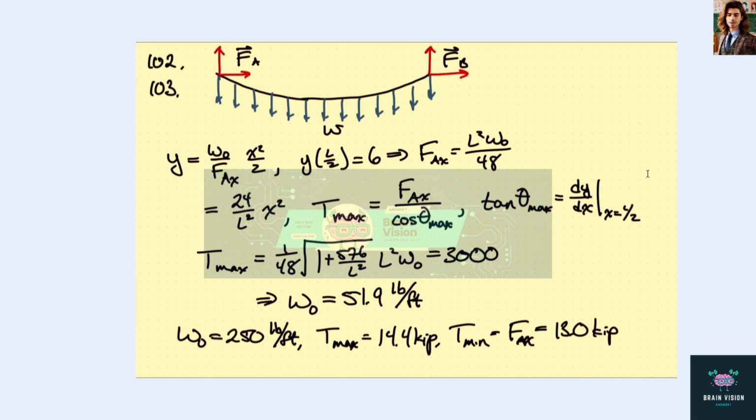So we can plug that into here, and we'll have the same equation as before for the maximum. We plug that in and figure out that the maximum is 14.4 thousand pounds, or 14.4 kip. And the minimum will be when this is 1, so that's when we have FAX, and we know FAX from here, and that turns out to be 13.0 kip.